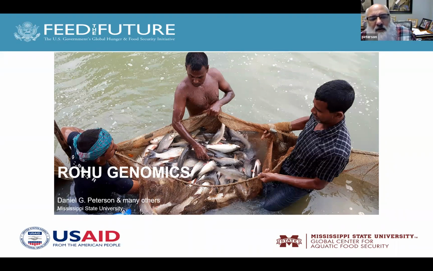I'm going to talk a little bit about roe genomics, and specifically sequencing of the roe genome and some other experiments we did for looking for variation in the genome of roe. There were lots of people involved in this project. Mississippi State University, Bangladesh Agricultural University, and WorldFish were all involved in this. We are at Mississippi State here today.